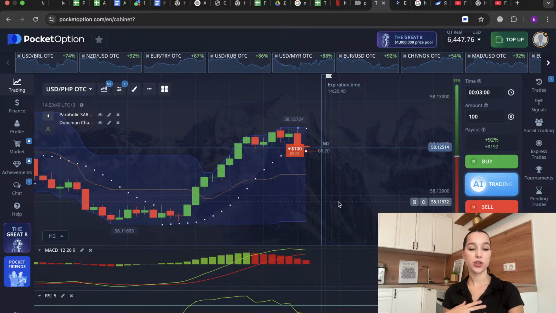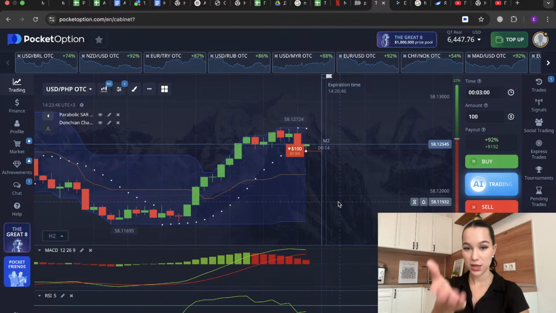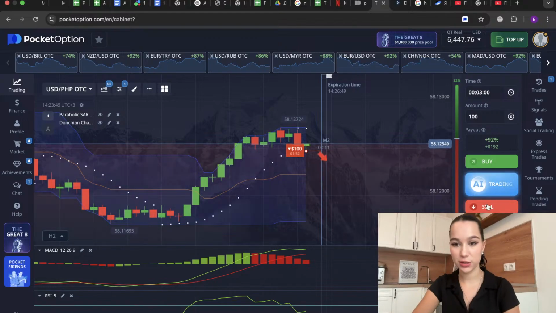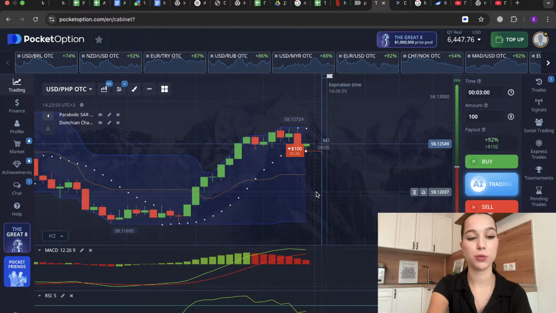I actually recommend you to use $1 per trade. For example, if you have $100 in your account, you use only 1% of your deposit. Today the market is kind of tricky with us actually. Okay, let's just wait a little bit, because we still have 2 more minutes.